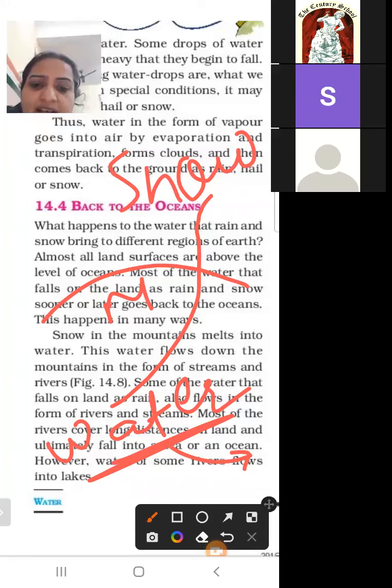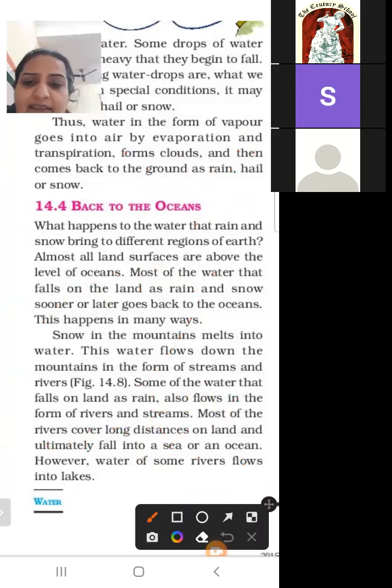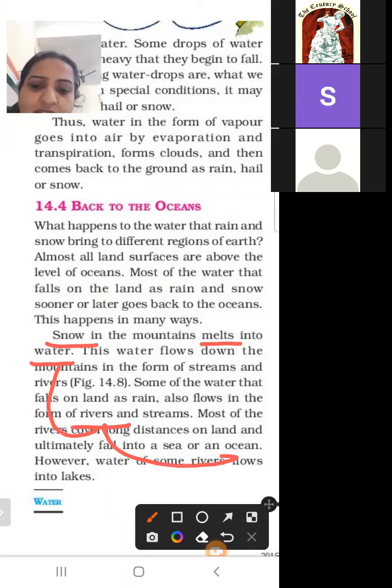It flows in the form of rivers. Firstly, this snow melts and converts into water. Firstly, it goes into the rivers, and then it goes into the ocean. So finally, this water goes into the ocean.